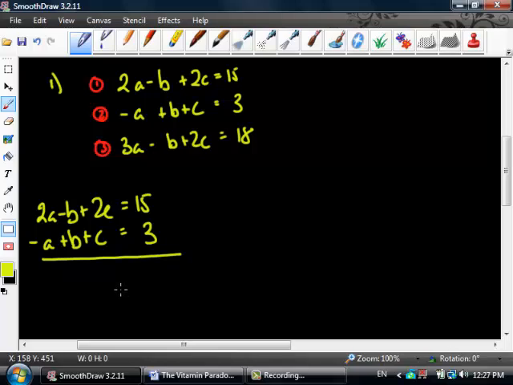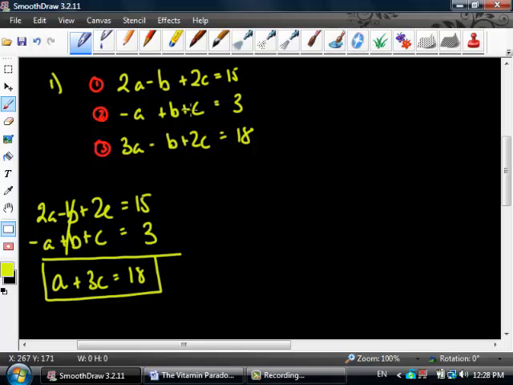Now from here, I'm going to just do basic elimination. The b's are going to go away, which is why b was the right choice. It just makes it easier. Then 2a minus a is a, 2c plus c is plus 3c, equals 18. And that is as far as I go with equations 1 and 2. Once you have a two-term expression, just box it and you're done.